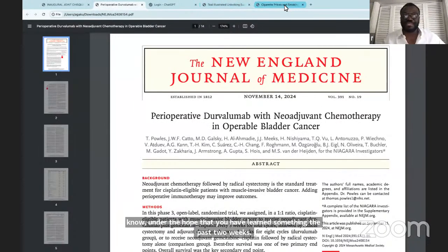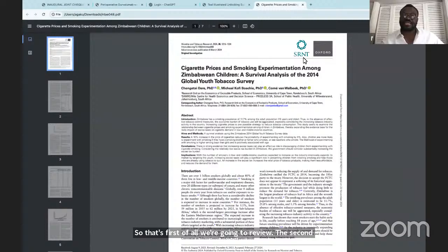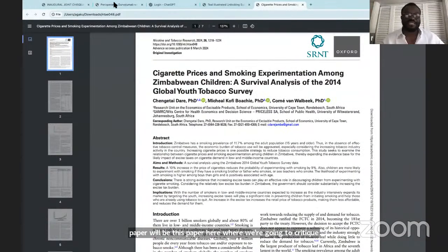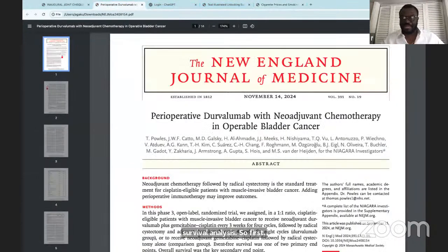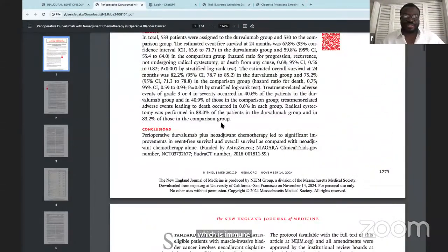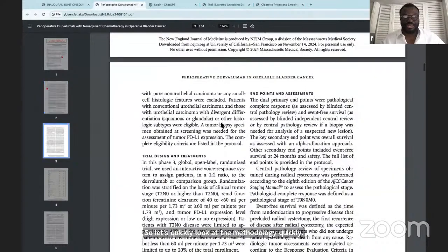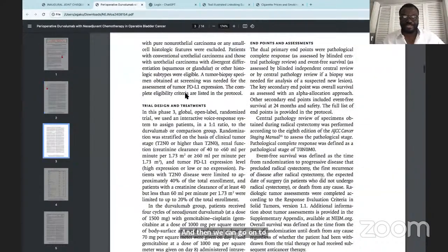The second paper will be this paper here, where we're going to critique aspects of it based on what we know so far about survival analysis. So first, let's go on to the first paper, which is the New England Journal of Medicine paper. So let's quickly look at the methodology, and then we can go on to discuss the study.